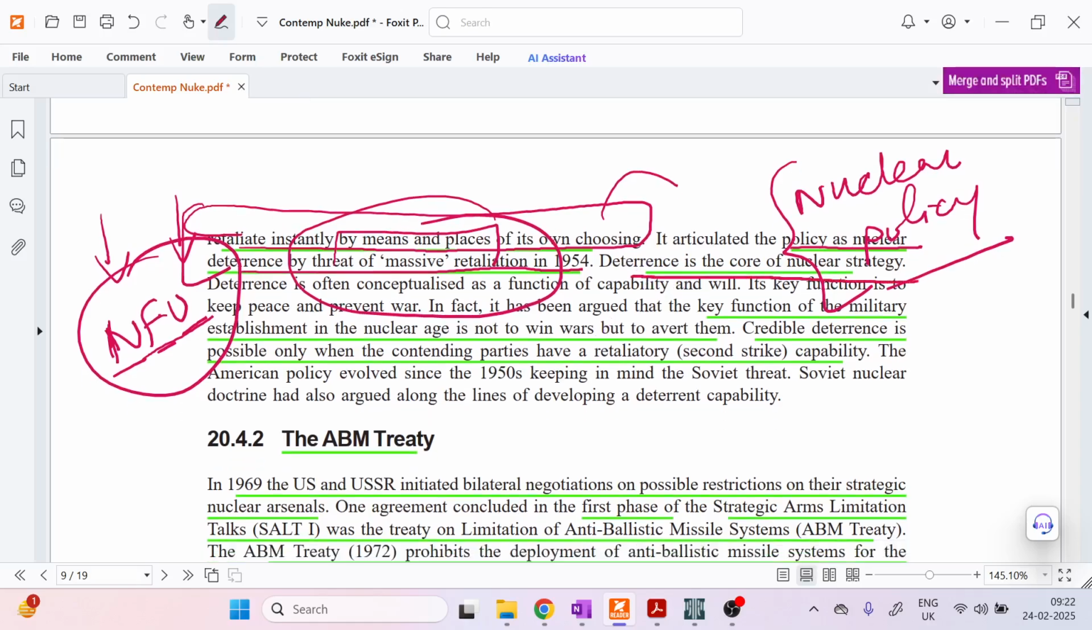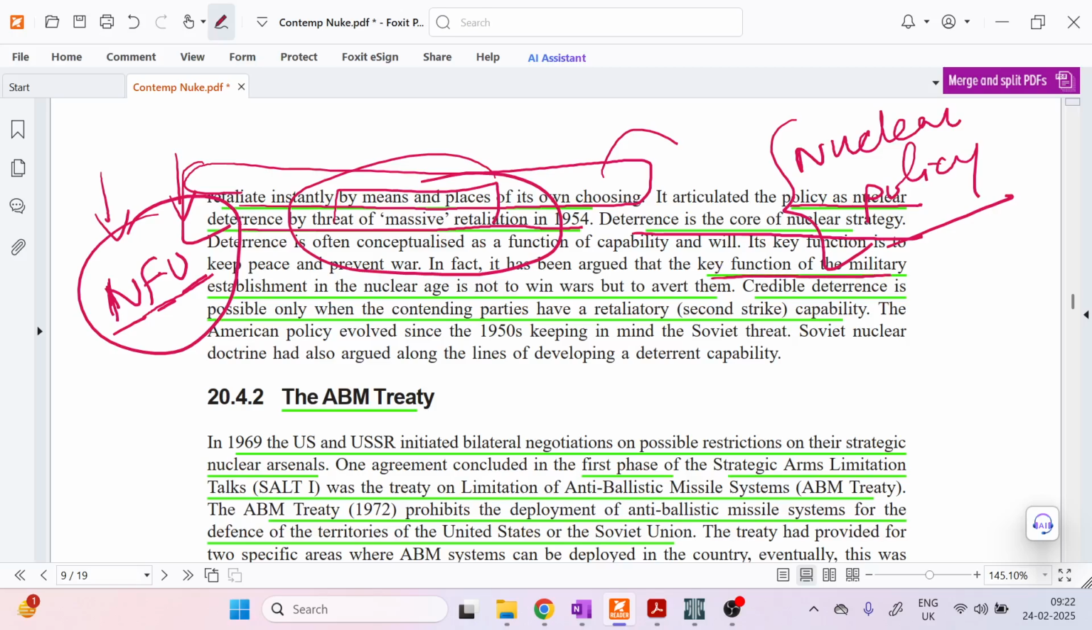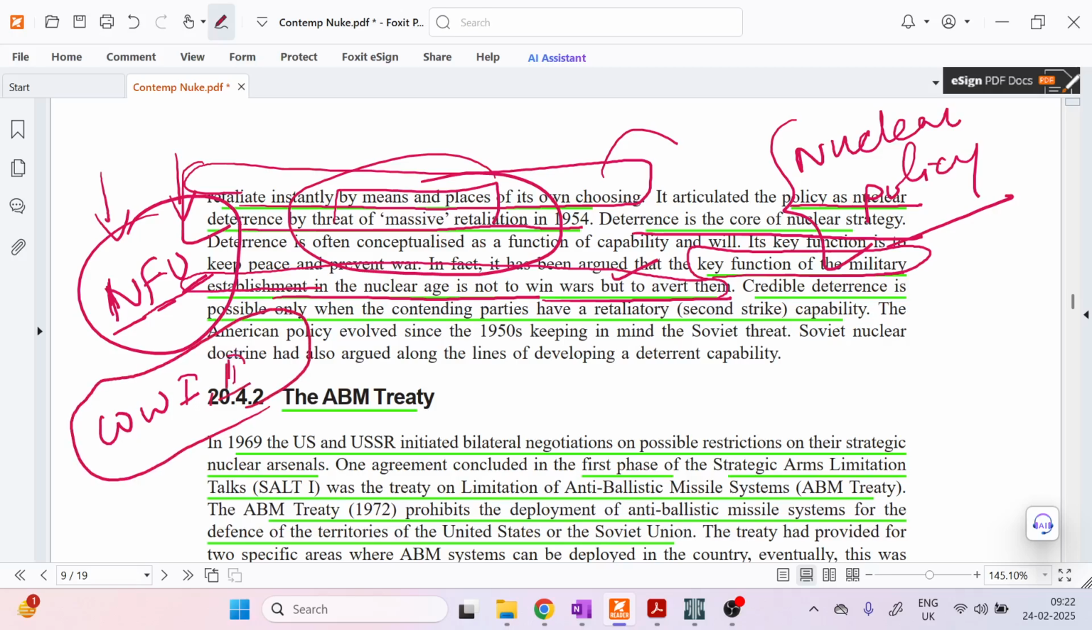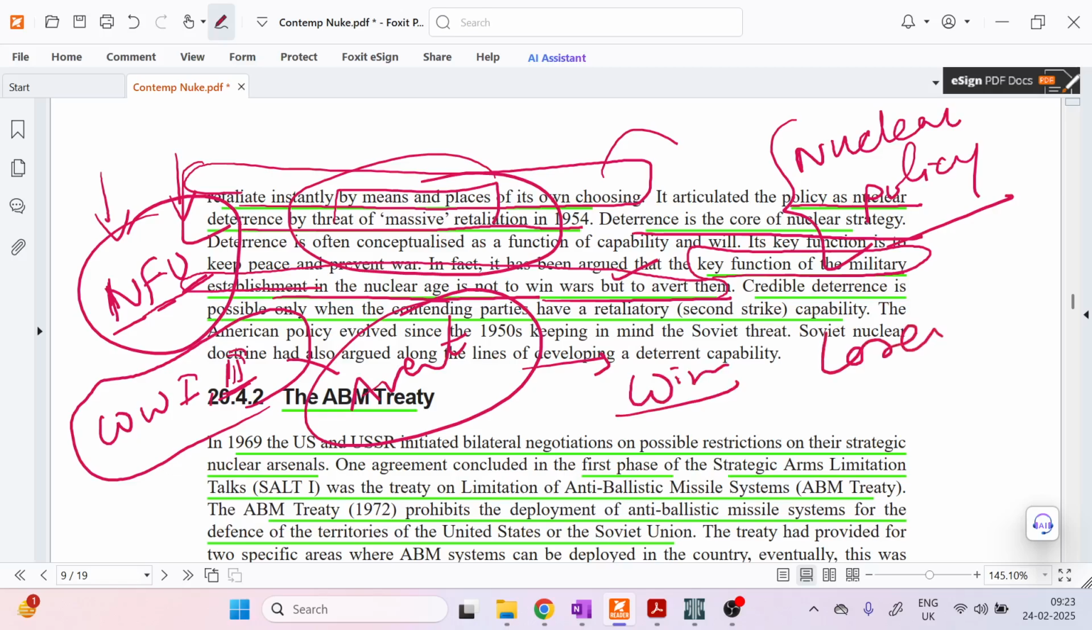So deterrence is the core of nuclear strategy, and the key function of the nuclear military establishment is not to win wars but to avert them. Yes, this particular line beautifully captures the whole issue of nuclear proliferation. After having seen the devastation of the First World War and Second World War, all the major powers and the international public seek to avoid war at all cost, because in war there are no winners, only losers.